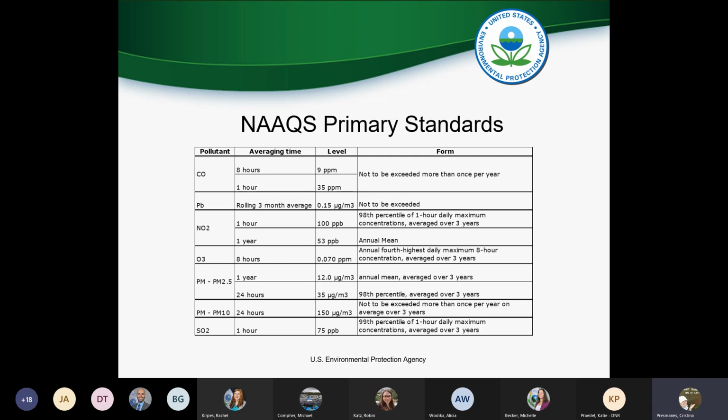To go over the columns a moment, the averaging time is how much data is aggregated to compare to the levels. The level is our primary health benchmark, and the form describes the calculation used. Some are more simple, some are more complicated, and we will discuss later on where to find more information on these standards within the CFR, or the Code of Federal Regulations.